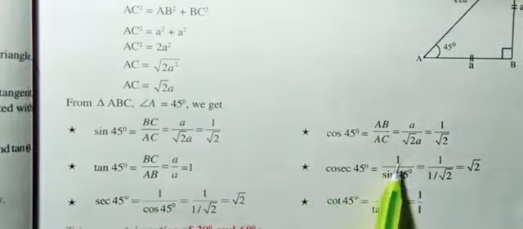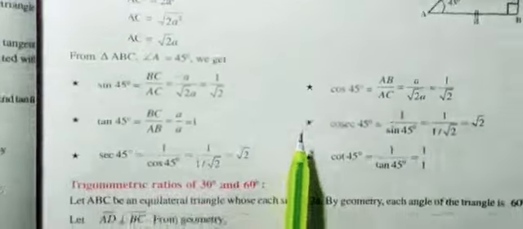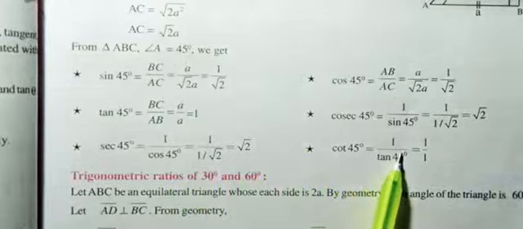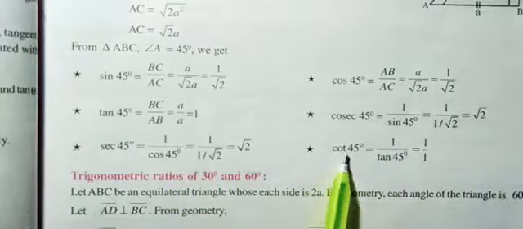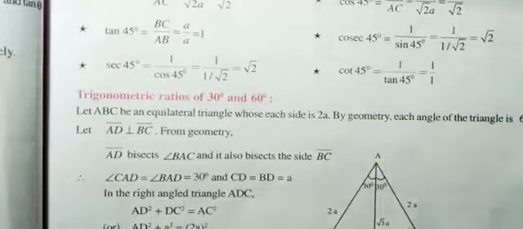Cosec 45 degree is equal to 1 by sin 45 degree, that is 1 by 1 by root 2, that is root 2. Sec 45 degree is equal to 1 by cos 45 degree, that is root 2. And cot 45 degree is equal to 1 by tan 45 degree, that is 1 by 1, that is 1. Next come to trigonometric ratio of 30 degree and 60 degree.